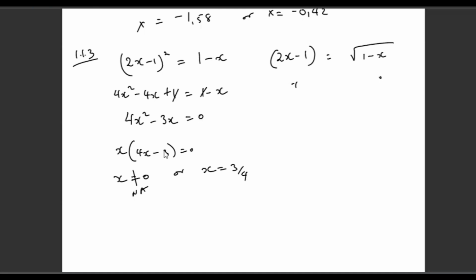When we try 3 over 4, what is 2 times 3 over 4? That's going to be 6 over 4, which is 3 over 2. Then we subtract 1, which is going to give us a half. We try the other side, 3 over 4 subtracted from 1, that's a quarter. The square root of a quarter is a half. So which means that is the solution that we need.